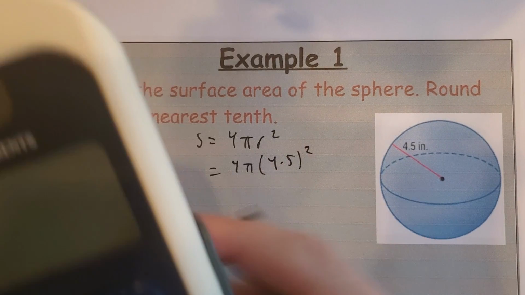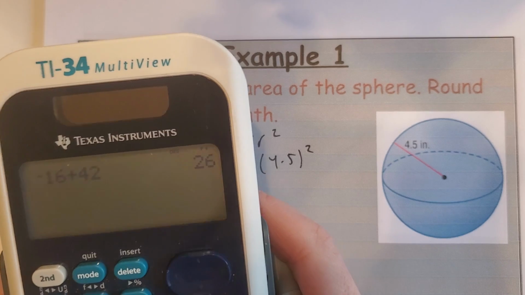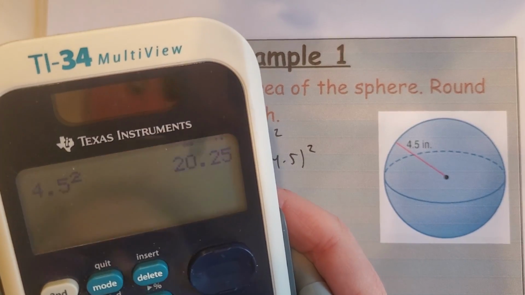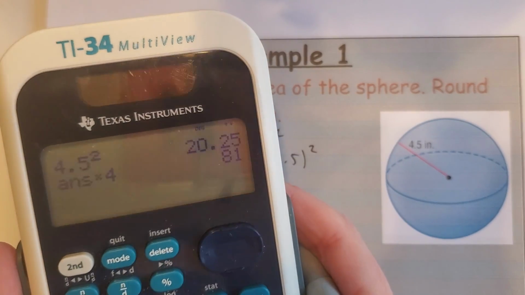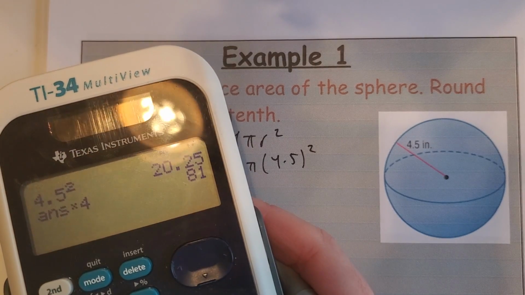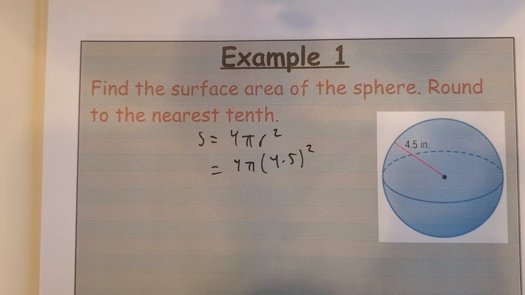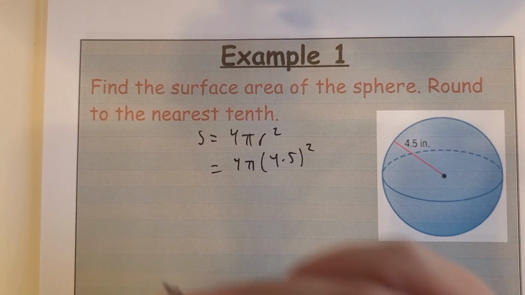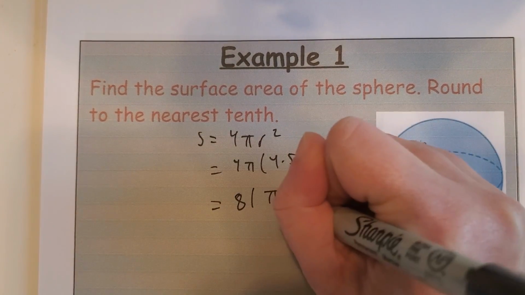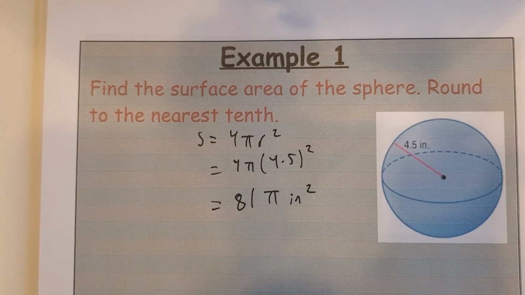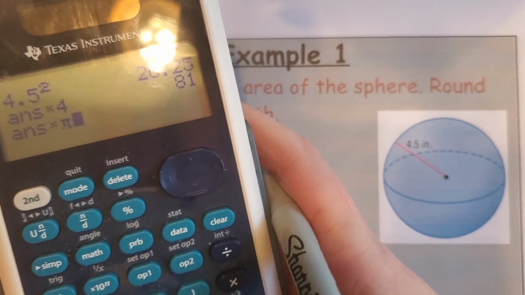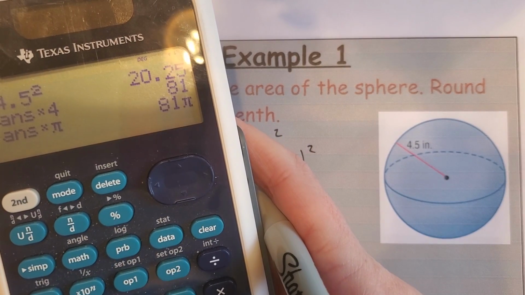If it said exact answer, 4.5 squared is 20.25, times 4 is 81. The exact answer, if this showed up on a review sheet or on a check, would leave the pi in there, so this is going to be 81 pi inches squared. But because this specific question says round it to the nearest tenth, we are going to take that extra step and multiply it by pi.